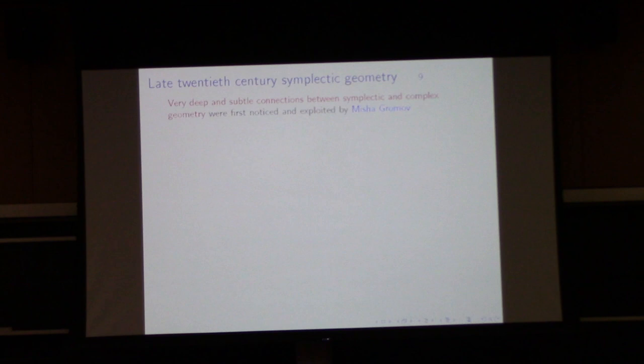I started working on it in the mid-1980s, which is when Misha Gromov wrote an amazing paper noticing connections between symplectic geometry and complex geometry. Both of these are n-dimensional series of the complex plane; of course, any complex n-dimensional vector space is 2n-dimensional. And there are a lot of deep connections between symplectic and complex geometry, first noticed and exploited by Misha Gromov, and that really led to an explosion of work in the area.